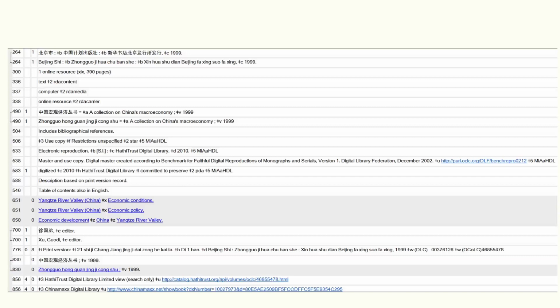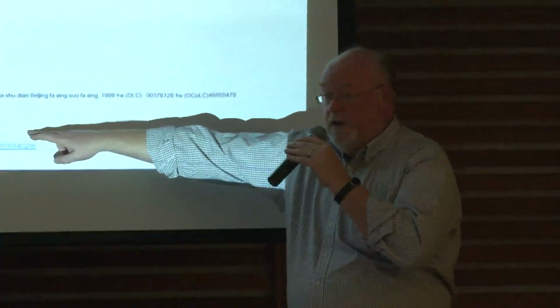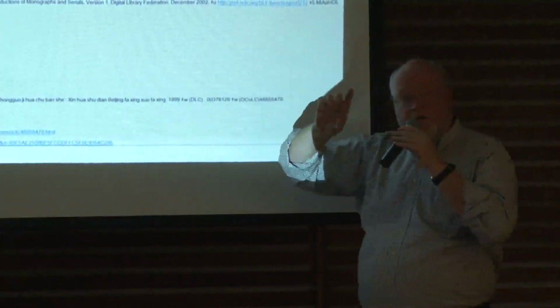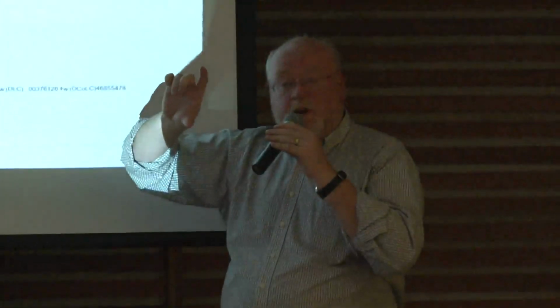Yeah, and this one has the 506. This is another HathiTrust record, 506, 533, 538, 583. Description based on print version record, with a linking field to the print version. This particular title is also available from Chinamax, so you'll see the 856 with the HathiTrust URL, but then you'll also see the Chinamax URL. So this is an example where you have two different providers, one a digitization project, one a commercial provider, that are both on the same record.